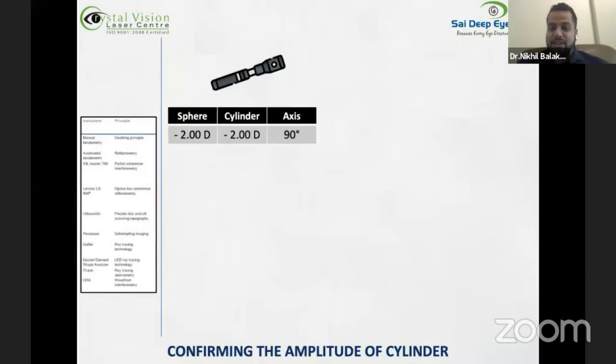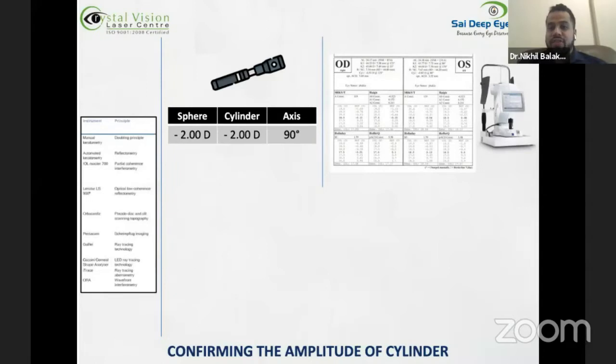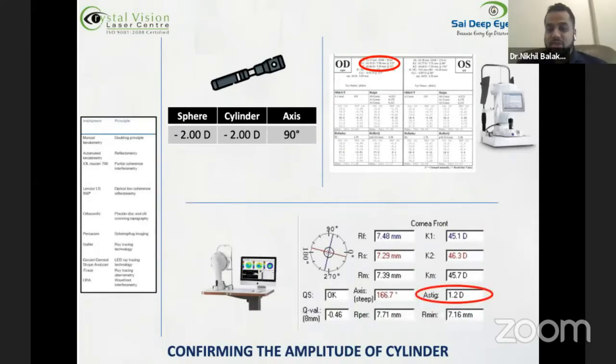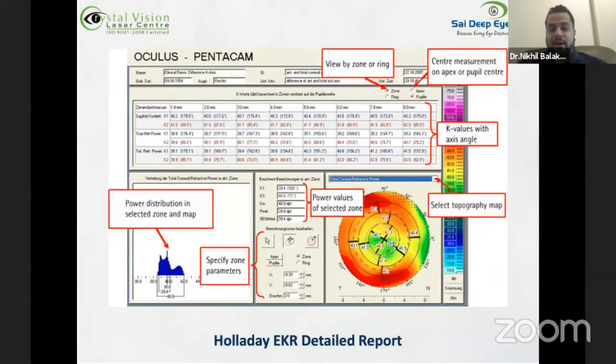So obviously we see the patient's acceptance, and also we use two different modalities. That means two instruments which give us the keratometry. So here I have shown the keratometry, one on an IOL Master and two on a Pentacam. On the left is a list of the different instruments available and their principles. So it is always preferable to use a machine with a different principle and compare it to another one and be 100% sure before we proceed to go ahead and implant a toric IOL.